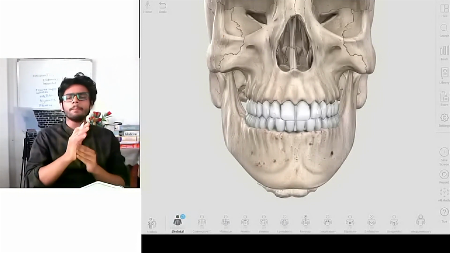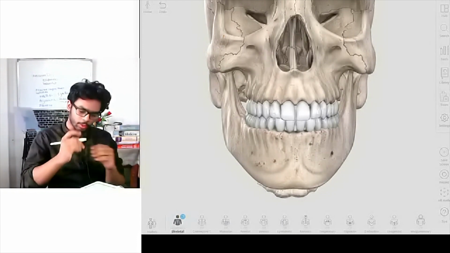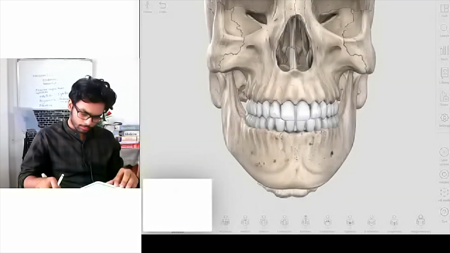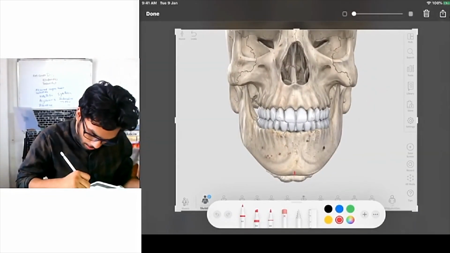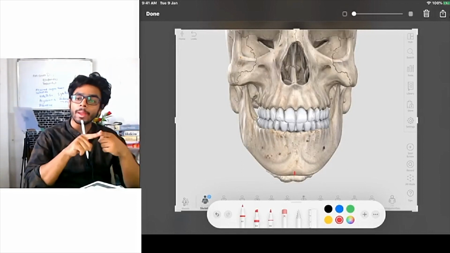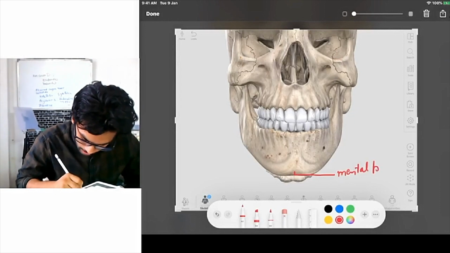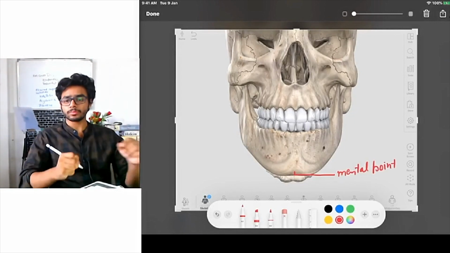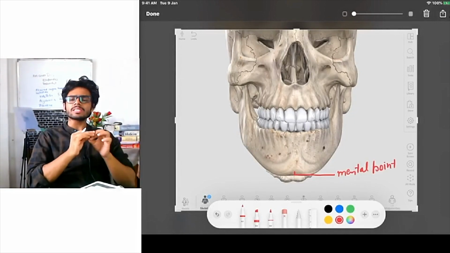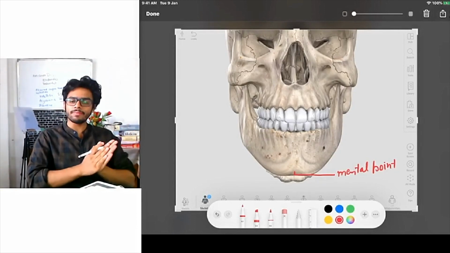See, there is a middle point of the base, and it is called the mental point, also known as gnathion. This is the middle point present at the base, and this is known as the mental point. Am I clear? And the anterior surface of the body of the mandible presents some structures, like symphysis menti.